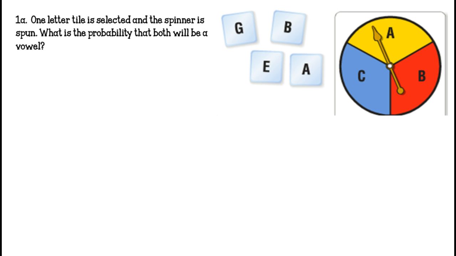1A, one letter tile is selected and the spinner is spun. What is the probability that both will be a vowel? So the first thing I'm going to do is look at the tiles, and there are 2 vowels of the 4, so 1/2 of the tiles are vowels. And then I look at my spinner. I'm sorry, I wrote 1/4 and I meant 1/2.